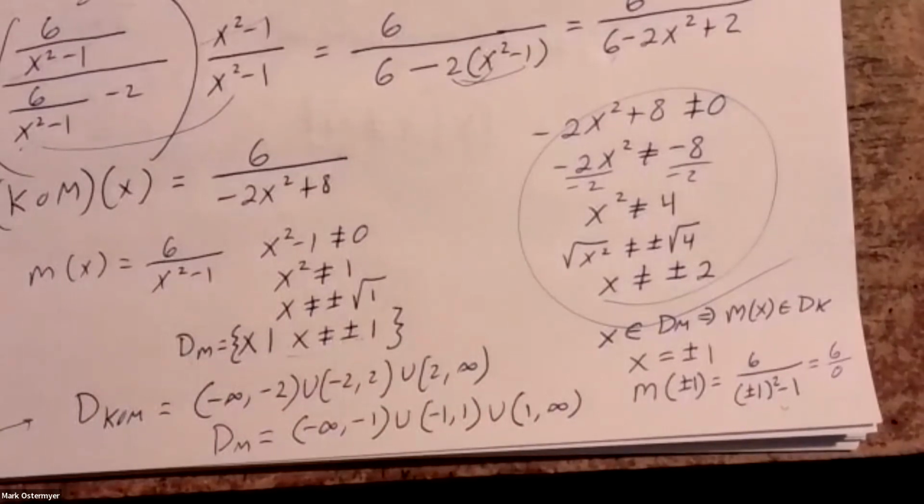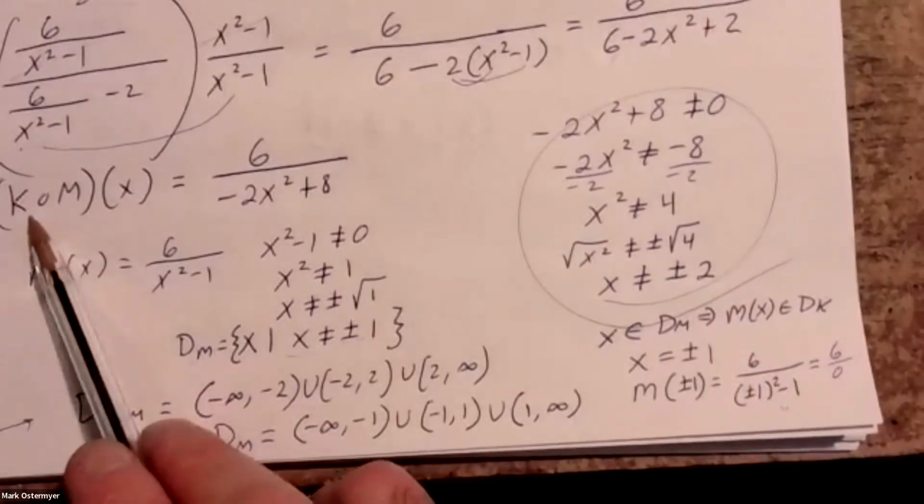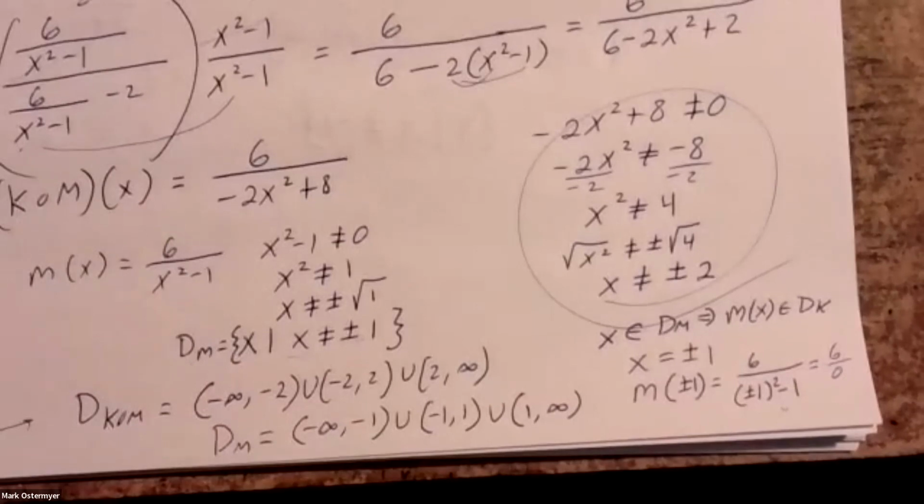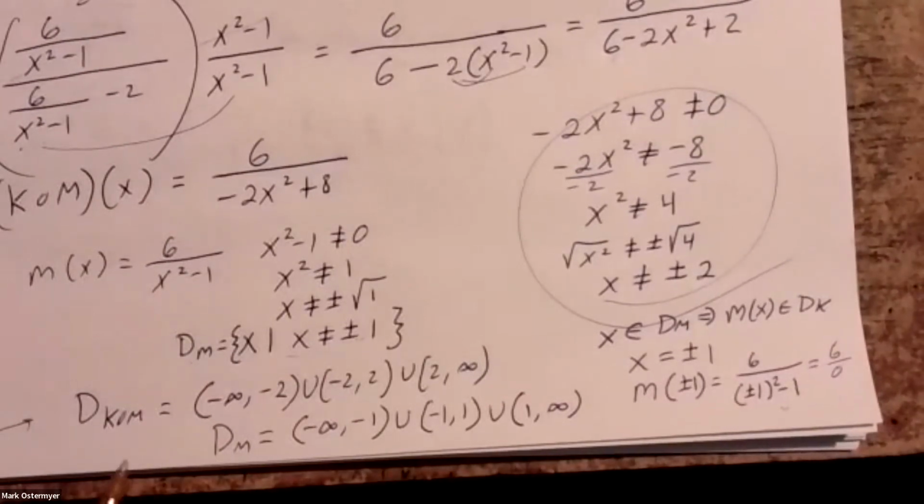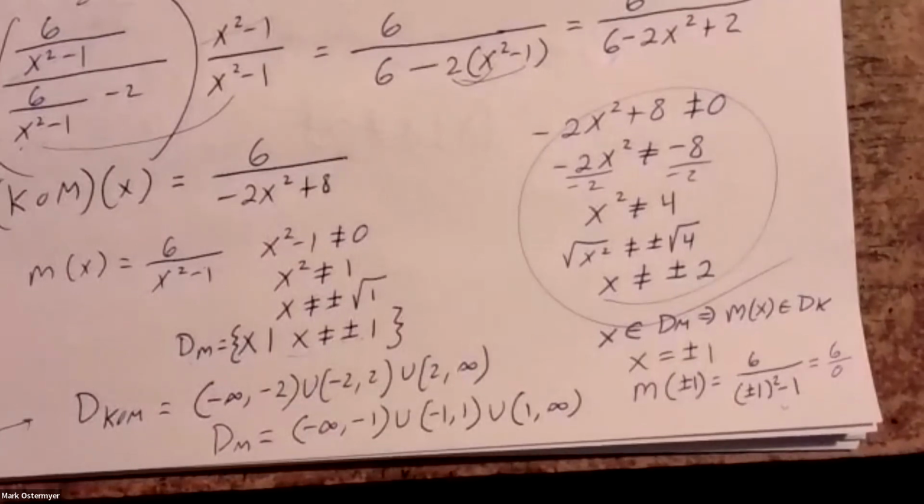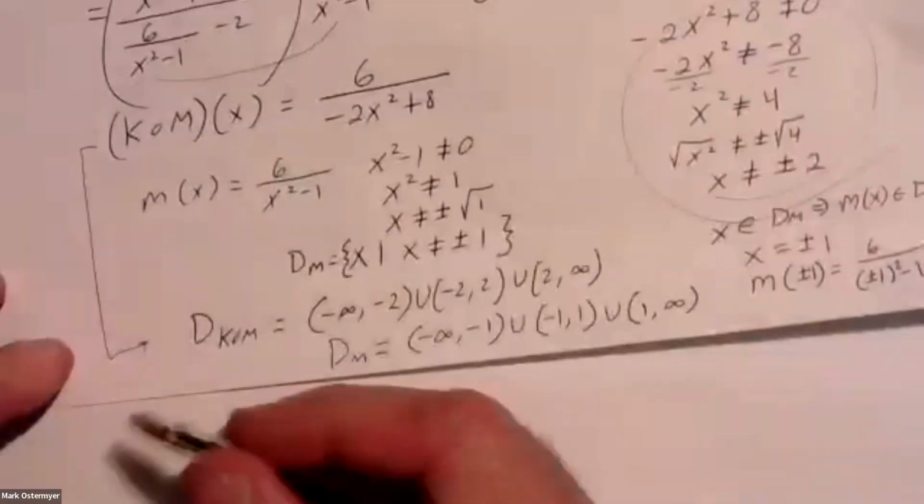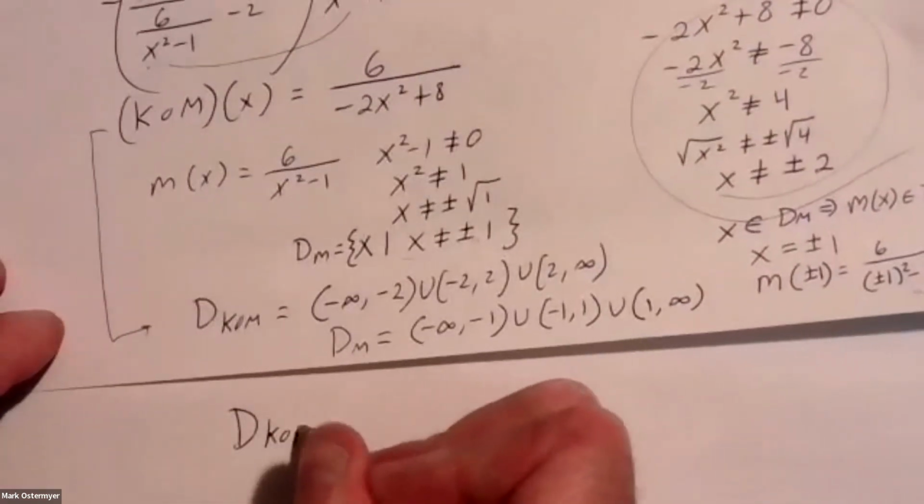All right. So therefore, what would be the domain of function k composed with m of x? Well, it can be all real numbers as long as the real numbers are not positive or negative 2, but also cannot be positive or negative 1. So how could you denote that domain, which seems rather complicated? Well, you could say the domain of k composed with m.